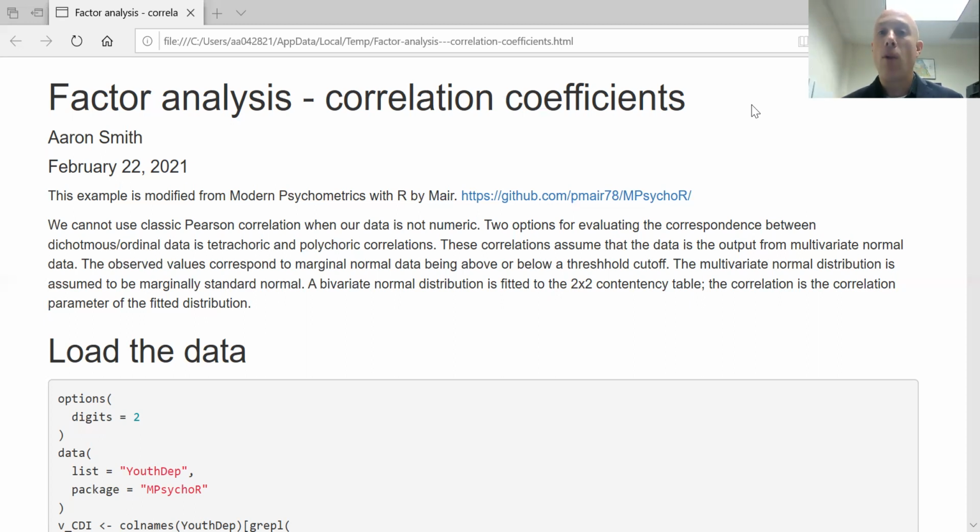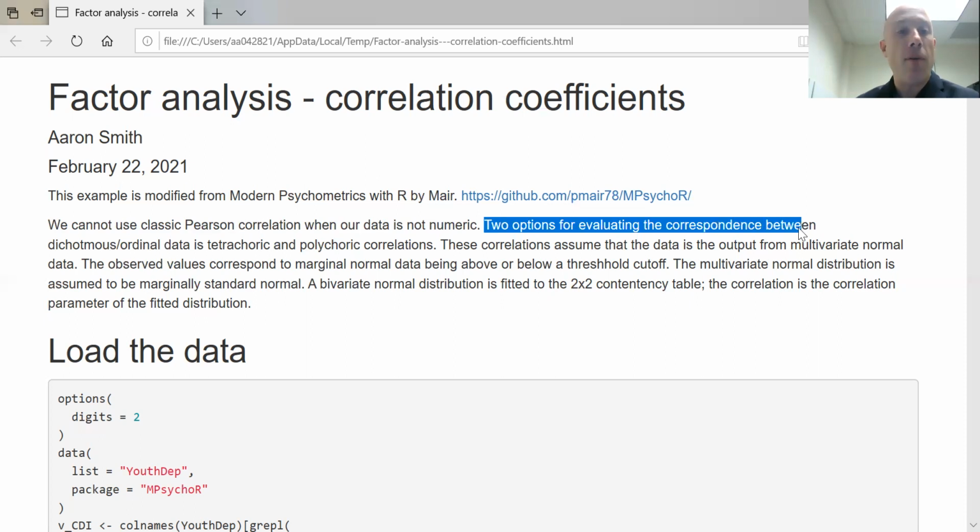Now, the ones that we want to look at here are a little bit more exotic. We're interested in the situation where we have nominal data, binary, dichotomous data, or ordinal data. And here, we're going to be trying to get a correspondence between two variables using a method that works where the classical situation of correlation doesn't.